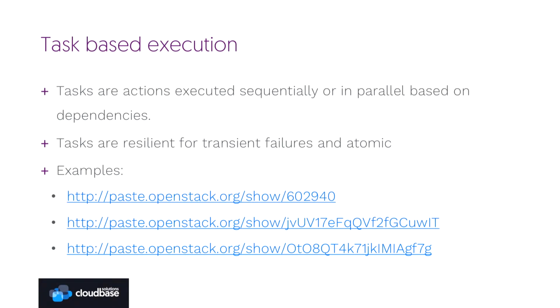So Coriolis knows whenever it needs to wait for a task in order to execute another one, so sequential, or whenever tasks can be executed in parallel. For example, if I have to create multiple volumes, I can do that in parallel. Here are some examples that you can get later on, but I will do some demos.